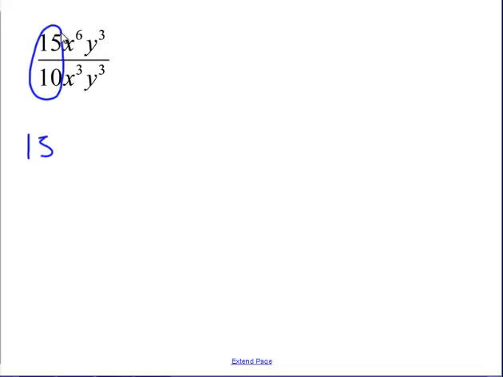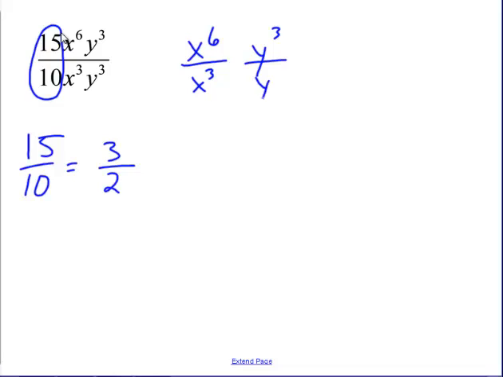If I have 15 over 10, I can divide those both by 5, and I should know that I'm going to end up with 3 over 2. So I'm going to have something as far as 3 over 2. Then we see that we have x to the 6th over x to the 3rd, and we have y to the 3rd over y to the 3rd. This reminds me of our rule. If we have like bases in division, we're going to subtract. So x to the 6th over x to the 3rd, 6 minus 3 gives us x to the 3rd, and that would be on top since there's more x's on top.